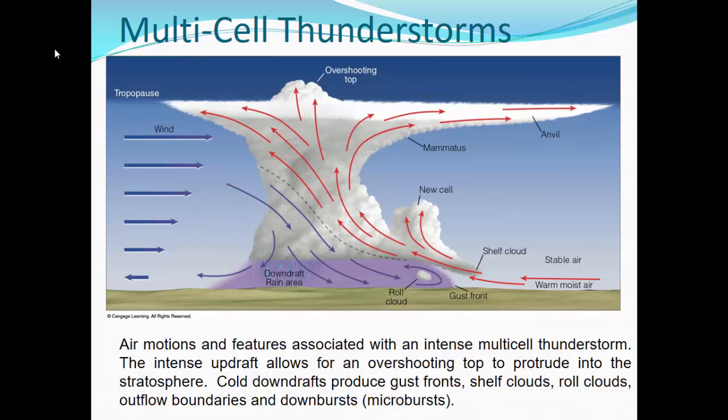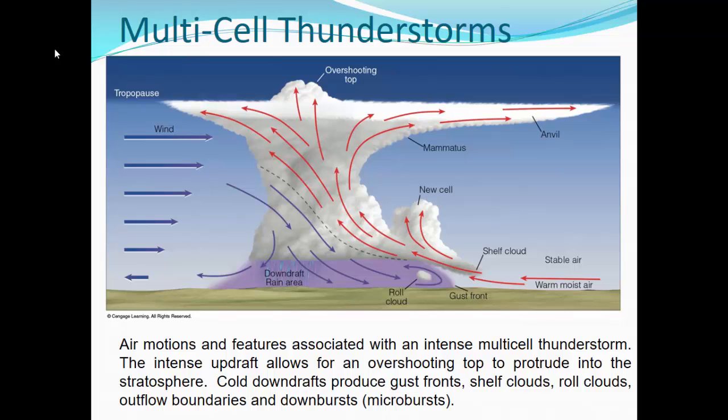Here is an overall view of a multi-cell thunderstorm, giving you all the different components and winds that are happening. If you look closely at the illustration, you have one mature thunderstorm with an anvil top and an overshooting top, and to its right you have new cells. So in this situation, the inflow is coming in from the right side of it, and the updraft is tilted, and the downdraft is off to the left, and it's not cutting off that updraft. Actually, it's even helping to create new cells out ahead of it. So the air motions and the different features associated with what would be an intense multi-cell storm.